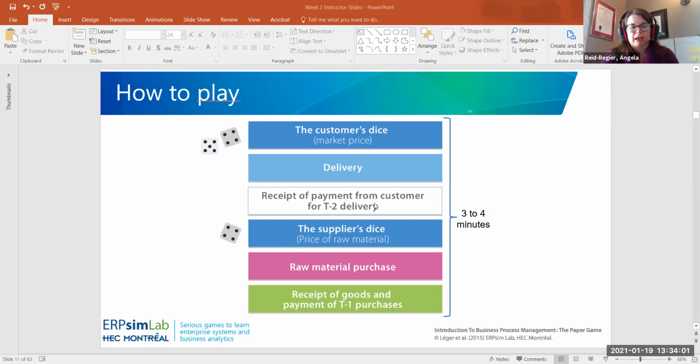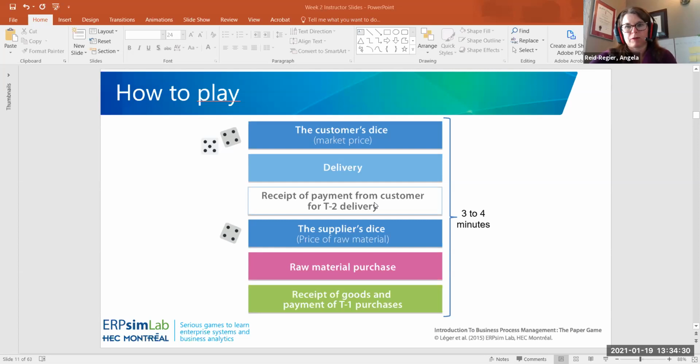After that has happened, I will roll 1 dice, and that's how much we pay the supplier for the raw material. In this case, I rolled a 6. So we pay $6 for the 8.5 by 11 sheet of paper. Then we decide how many sheets of paper we're going to buy. You can only buy 2 sheets each round. You can't collect them until the next round, and you pay for them in the next round. That's how each round will happen.